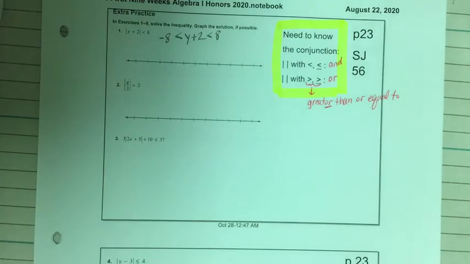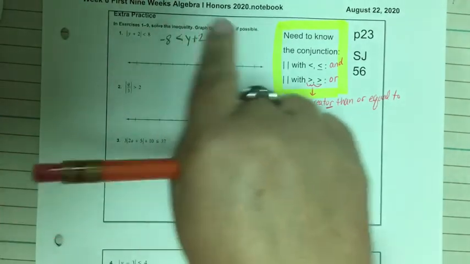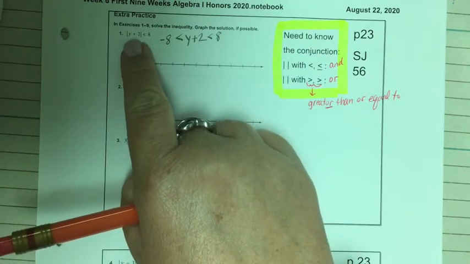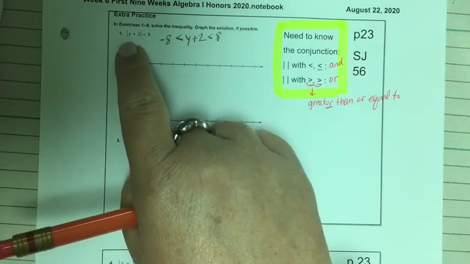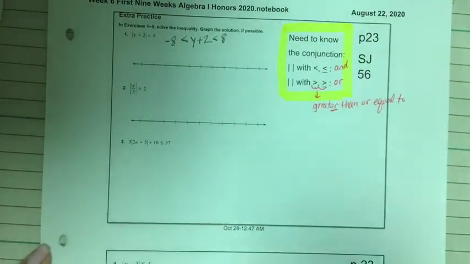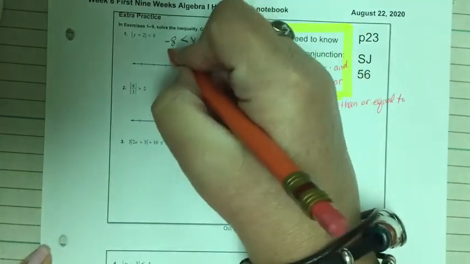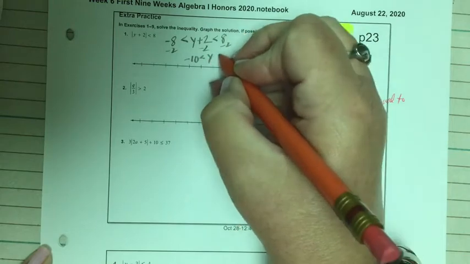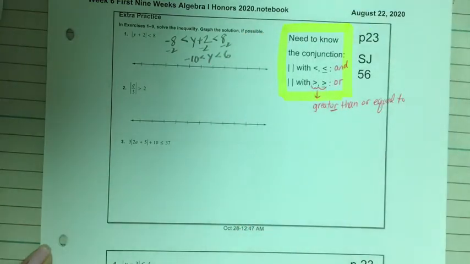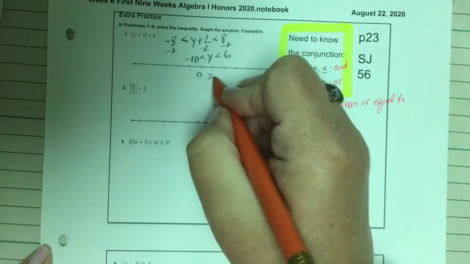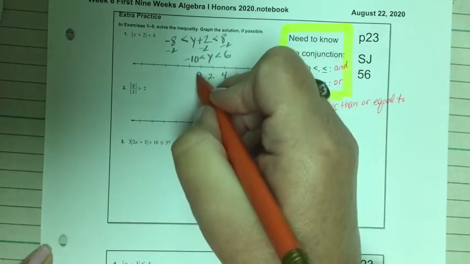I do want to point out that in order to do this step here, your absolute value has to be alone, just like when we were doing equations. So if this had not been alone, I would get it alone first, and then I would do the rest of the problem. Now I'm going to solve. I'm going to have negative 10 is less than y, which is less than 6. I'm going to go by 2's again.